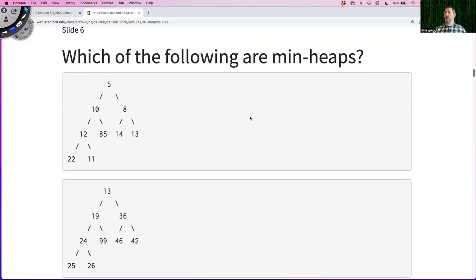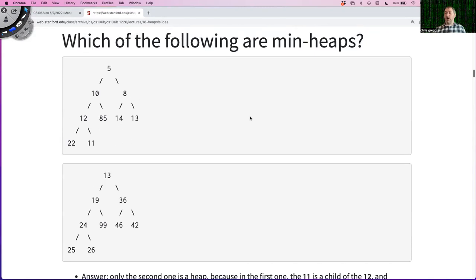Okay. So question for you, which of the following are min heaps? Take a sec to look at this and see if you can figure it out, people who are here. Which of these are min heaps? And you kind of have to look at mostly down there before you figure it out.